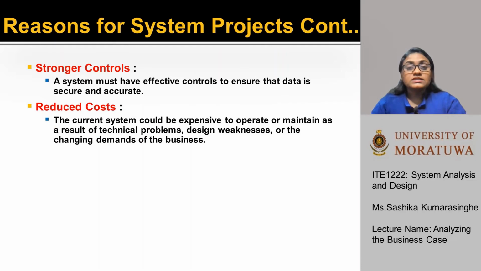The next one is stronger controls. A system must have effective controls to ensure that data is secure and accurate. Some common security controls include passwords, various levels of user access, and encryption, or coding of data to keep it safe from unauthorized users.